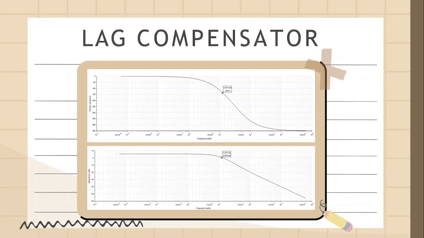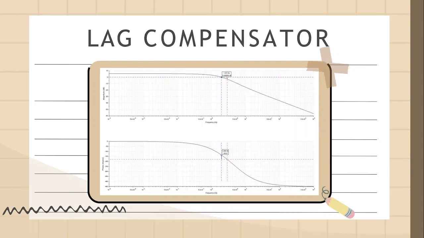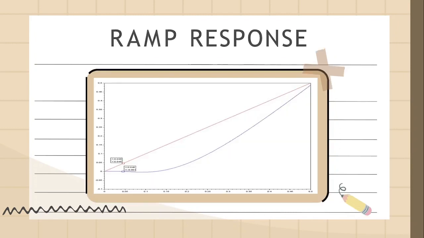So from the coding, it will also generate the amplitude response. This is the amplitude response for magnitude and also phase. And then this is the phase margin amplitude response. Okay, next, the next picture is the ramp response of the transfer function.